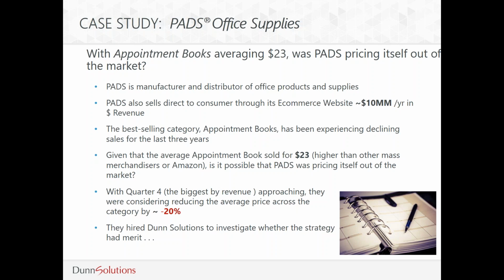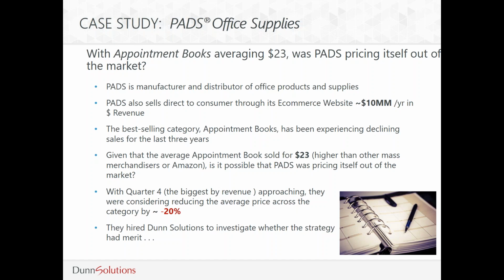Now, given that the average selling price of appointment books was $23, which is much higher than mass merchandisers like Walmart or Target and Amazon, was it possible that Pads was pricing itself out of the market? So were they selling for too much on their website? Is that why their sales were declining? Now, the fourth quarter of the year, which is by far the biggest in revenue, was approaching. So their strategy was reducing the price across the entire category by a flat 20%.